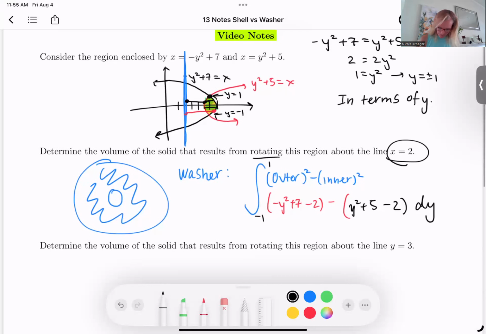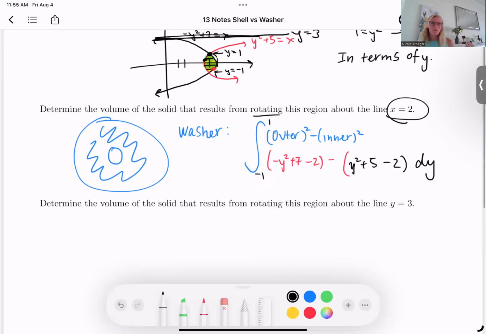Okay, so let's do the second question. So y equals 3 is up here. We know that this region is going to force us to do things in terms of y, and that my bounds are going to be -1 to 1. Doesn't matter what I'm rotating about. That's all just based on this region. Now we have to figure out what method we're using.